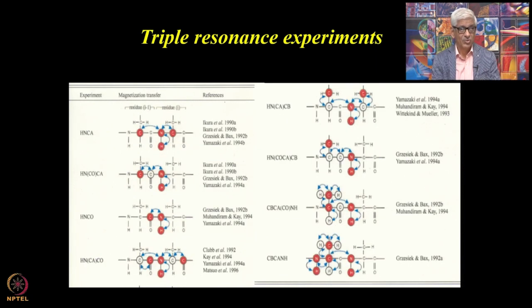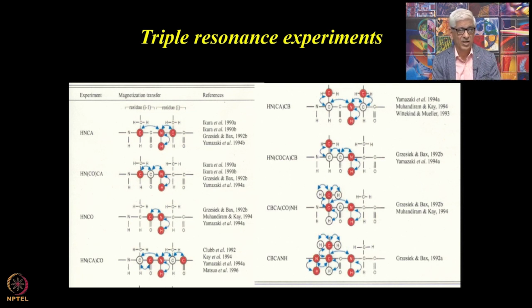Okay. Now we go to the next stage, what are called triple resonance experiments. So far we have been talking about 2-dimensional or 3-dimensional experiments where there were only 2 nuclei. One was the proton, the other one was the nitrogen. Now you can have 3 different nuclei also, right. As I mentioned, you can have proton, nitrogen and carbon.